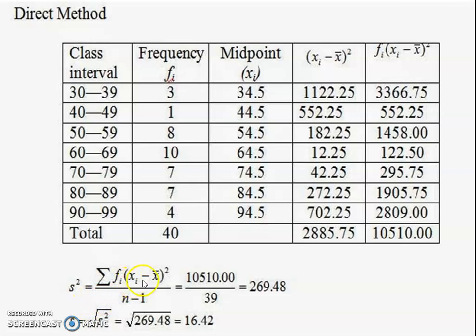Put s square is summation fi (xi minus x bar) whole square upon n minus 1, because this class interval total is more than 30, that's why 39. So 10510.0 upon 39 is 269.48. Therefore square root of s square, the square root of 269.48, is equal to 16.42, which is the standard deviation. Your homework is to find the mean of these data.